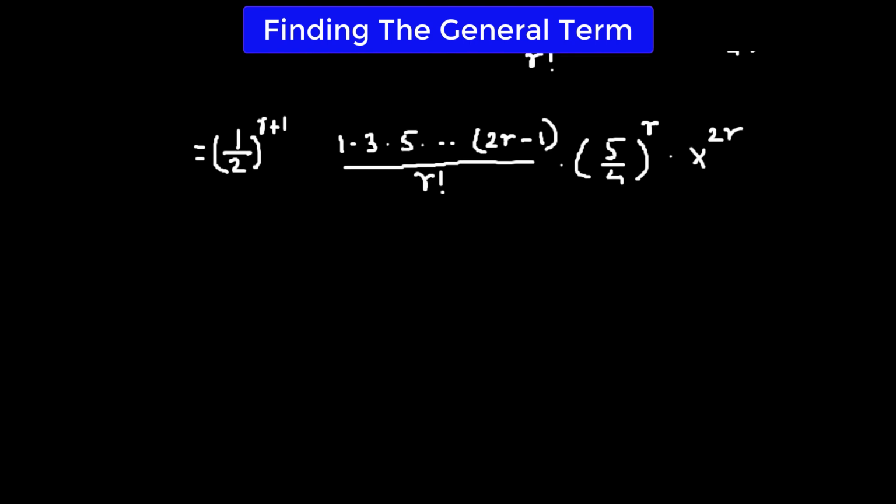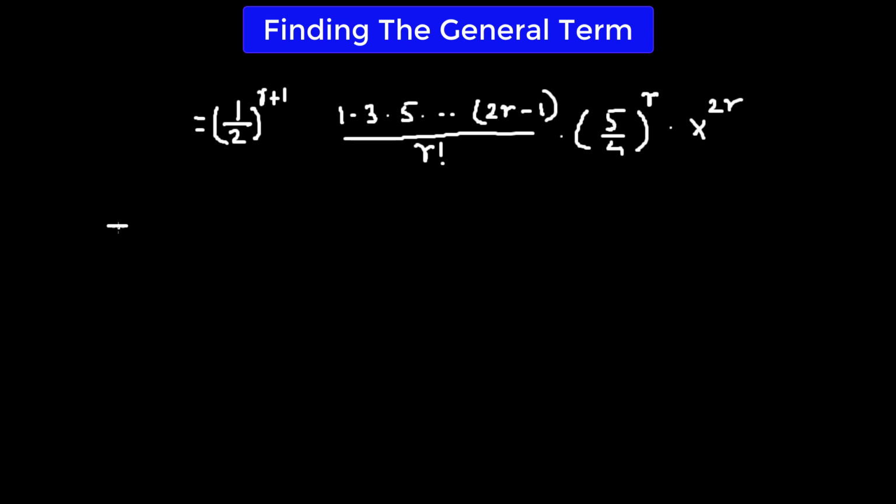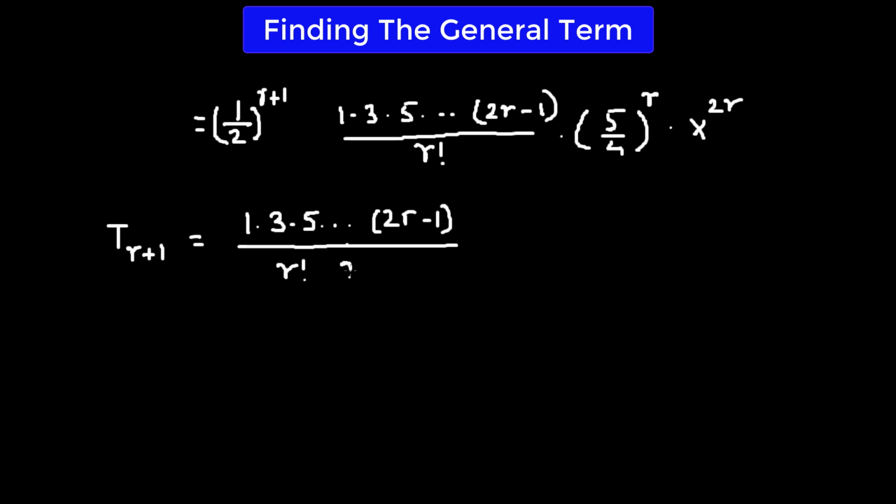So let's arrange it, and the general term will be t r plus 1 equals 1 times 3 times 5 all the way up to 2r minus 1 divided by r factorial times 2 raised to the power r plus 1, since it's in the denominator, times 5 over 4 whole raised to the power r times x raised to the power twice of r. So this is the general term. Let's do another problem.